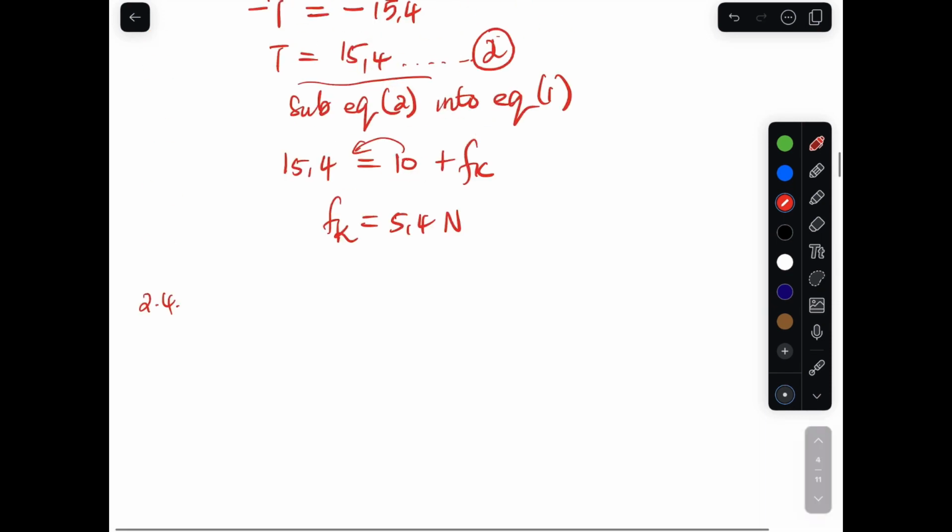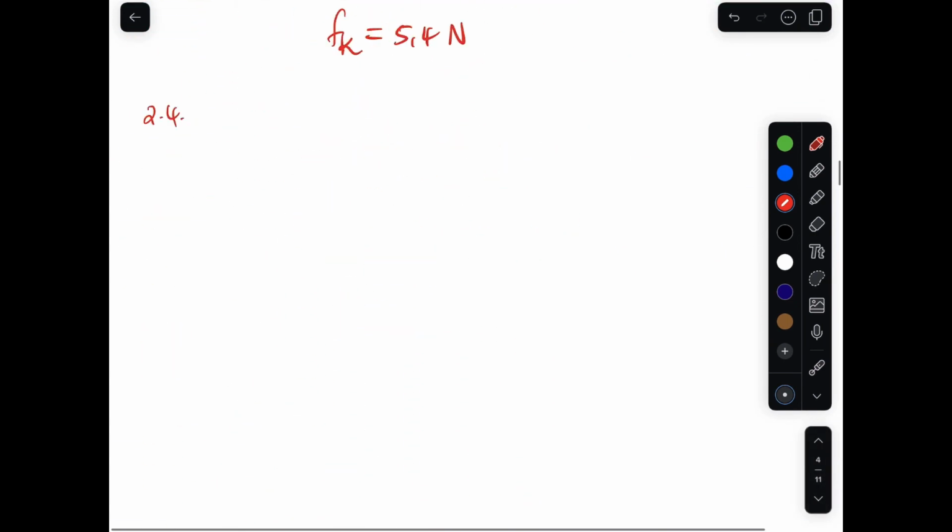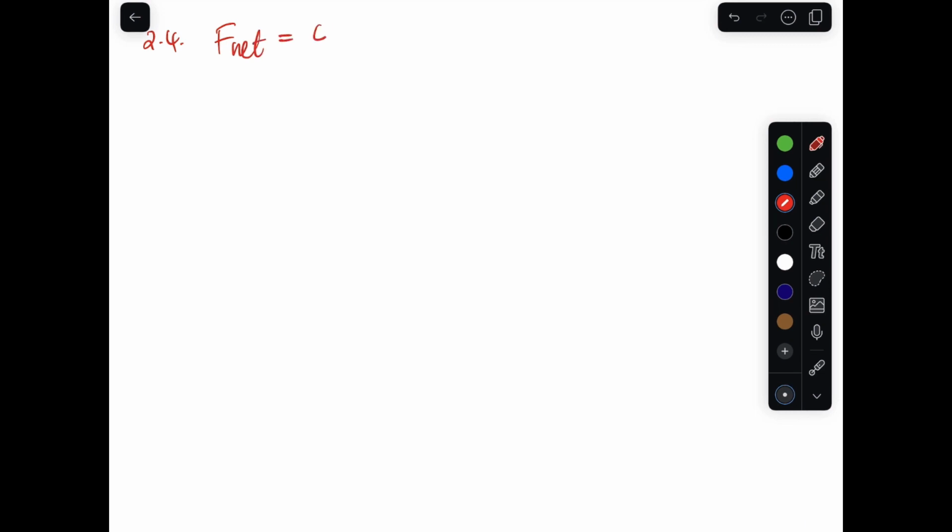Guys, here's another thing that is important. It says calculate the value of angle theta so that the trolley remains at rest. So that means this trolley is at rest. That means the acceleration is 0. So the trolley is at rest, but we want this angle. So it's very important. So we'll say F net is equal to 0 because it's at rest.